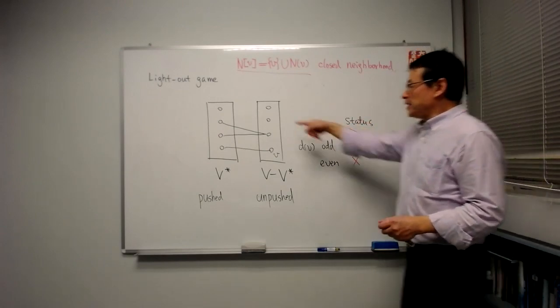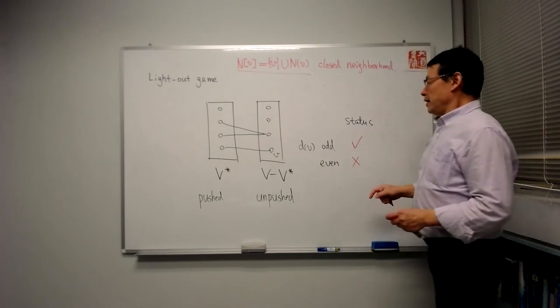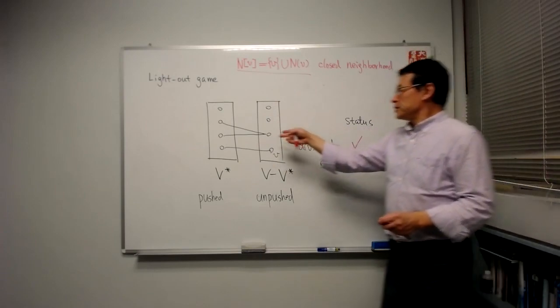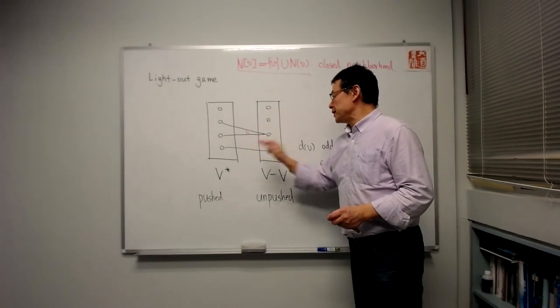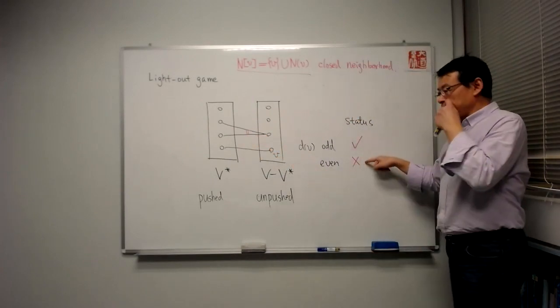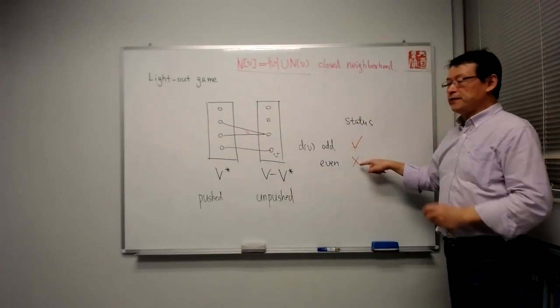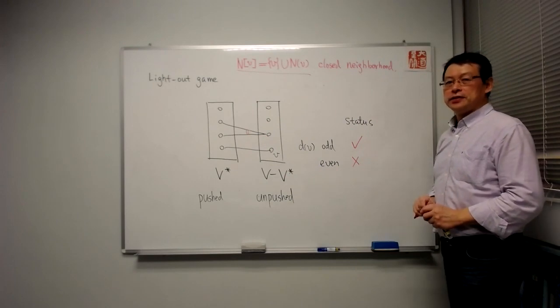All right. So for vertices on this side, the degree to this side determines whether the status will change or not. If it's odd, then change. If even, it will not change.